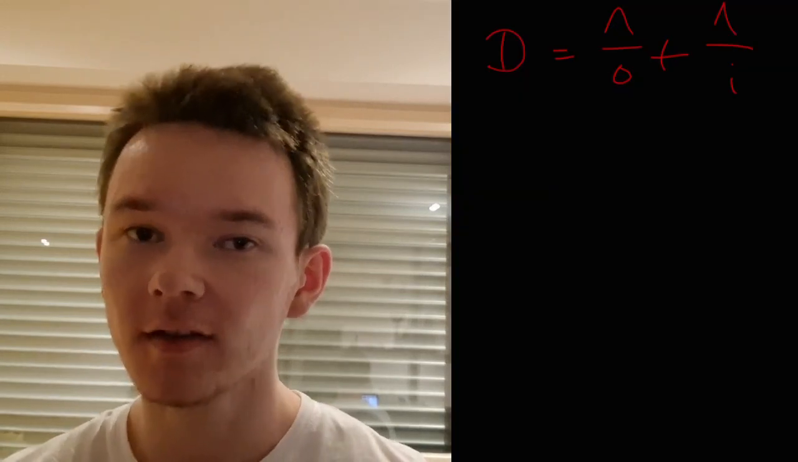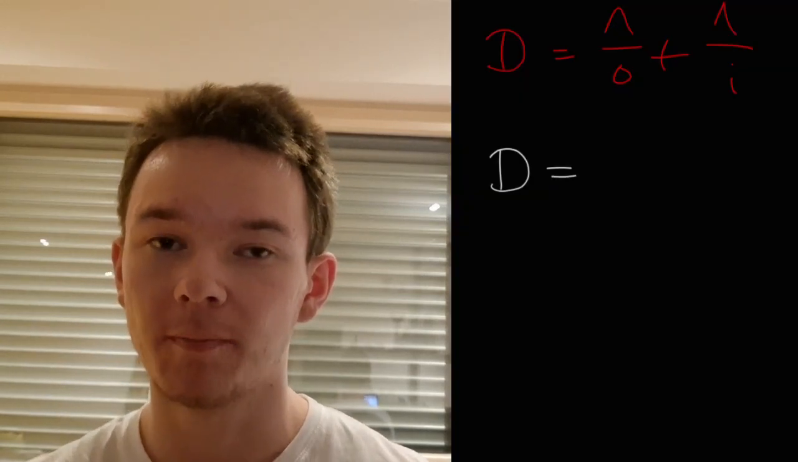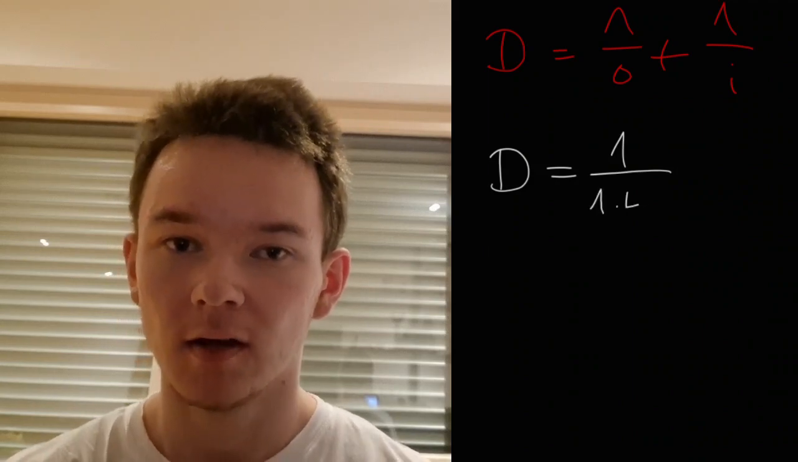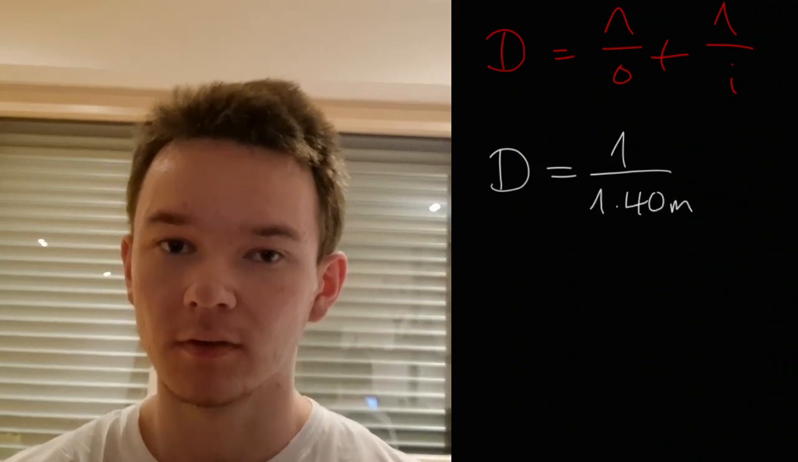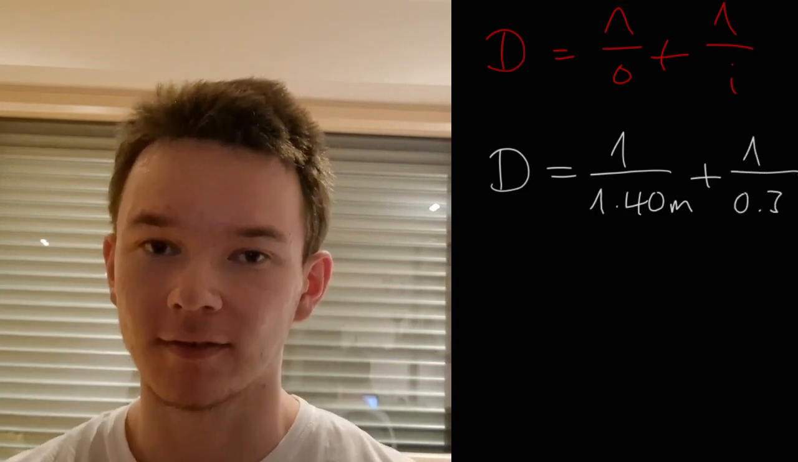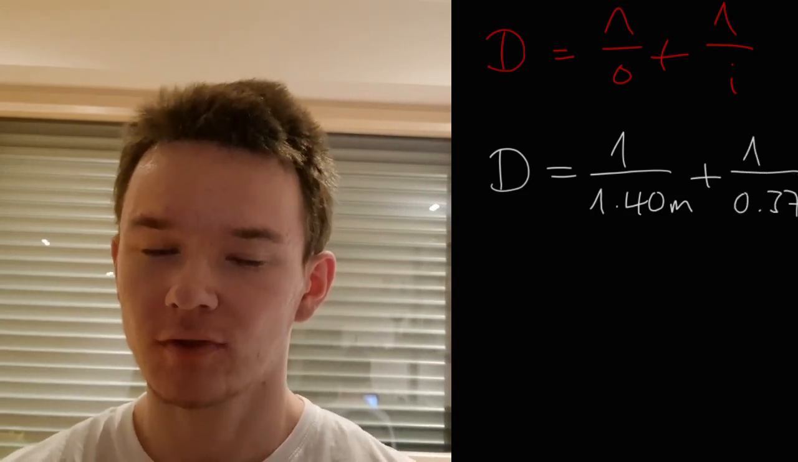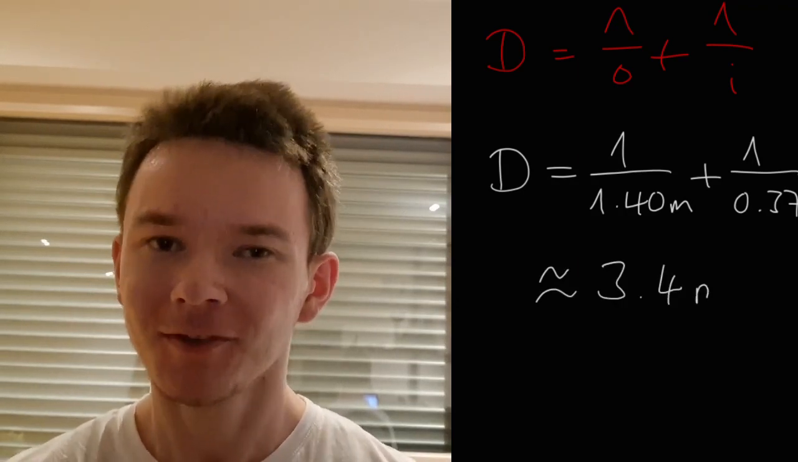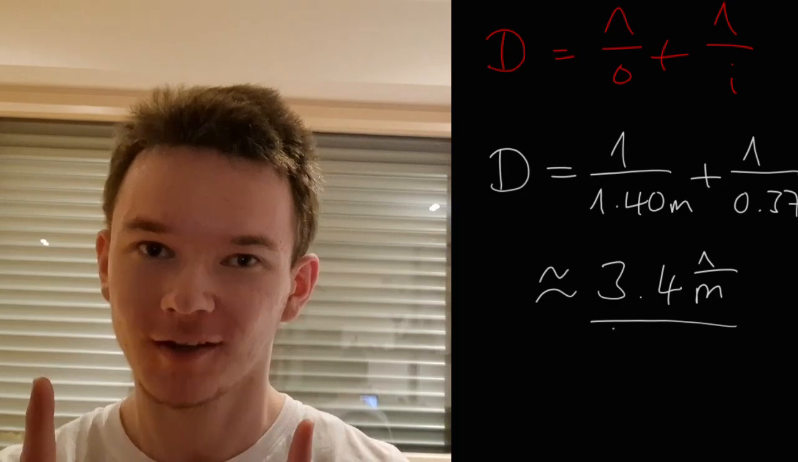Okay, so let's now plug in our results into our lens equation. So our dioptres, our optical power, equals 1 over the object distance, which is 1 over 1 meter 40, plus 1 over the image distance, which is 1 over 0.37 meters. And this gives us something roughly about 3.4 dioptres, which is quite good actually, because, let me check.